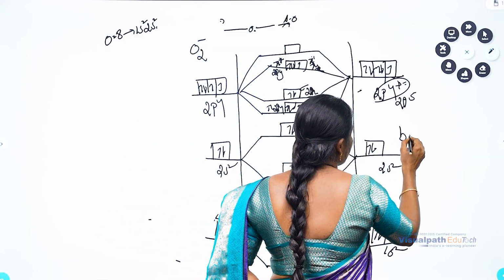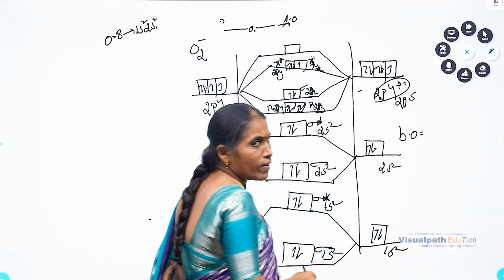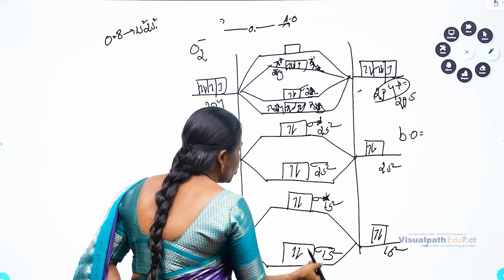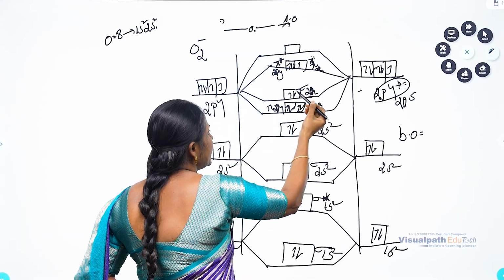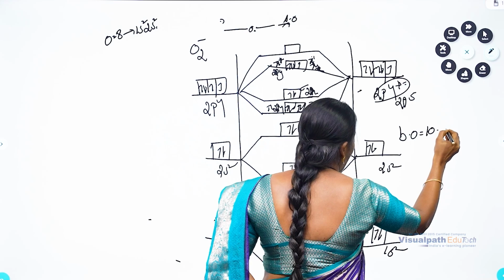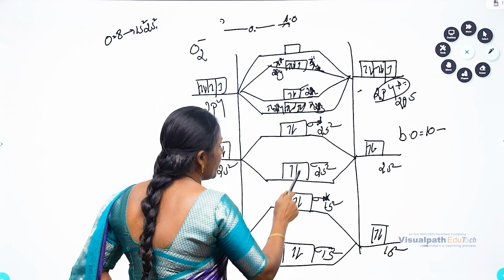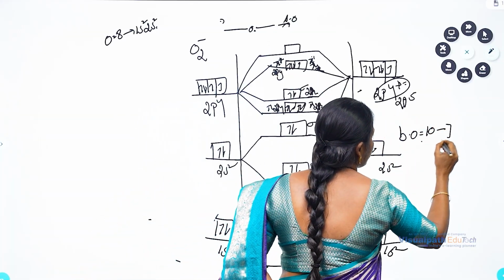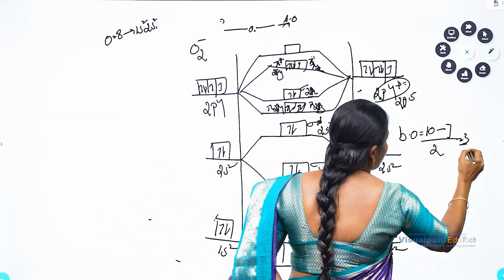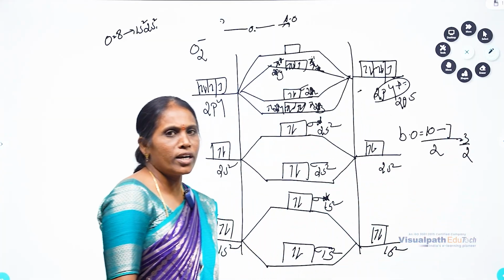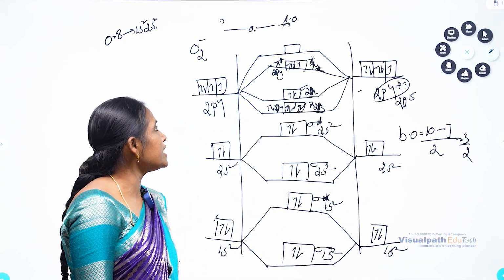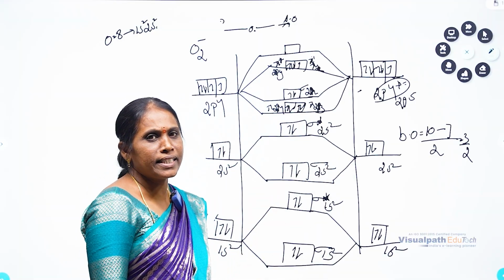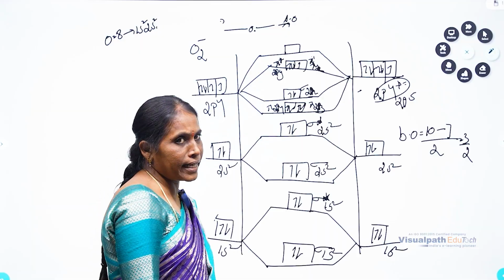Okay. So now we calculate the bond order. So bond order is equal to number of bonding minus number of anti-bonding electrons divided by 2. So how many bonding electrons are there? 1, 2, 3, 4, 5, 6, 7, 8, 9, 10. So 10 minus how many anti-bonding electrons are there here? 2 plus 2, 4, 5, 6, 7. So 3 by 2. Okay, here its bond order is 3 by 2. So what is its magnetic nature? Here one unpaired electron is there. Okay, one unpaired electron means here it shows paramagnetic in nature.